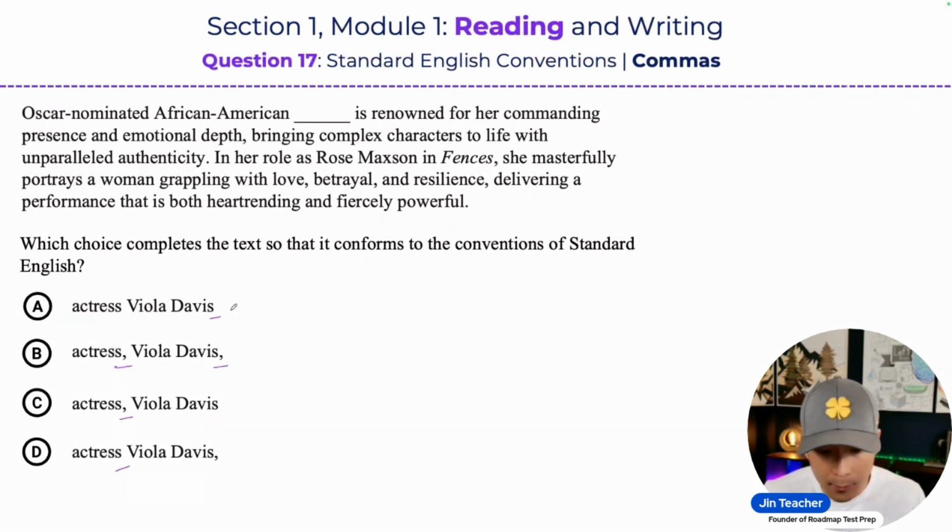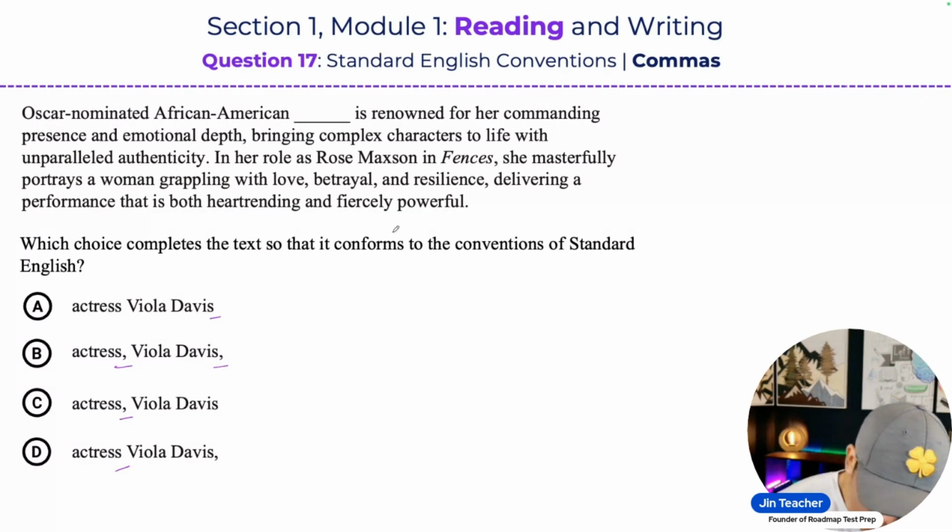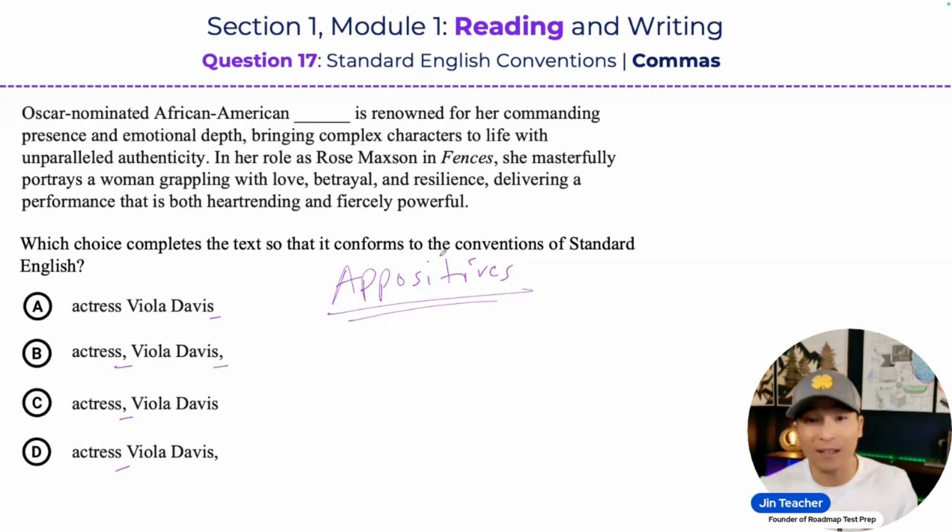One of the most frequently tested comma rules that you have to know, though, is using commas with what are called appositives. Now, some of you guys might have heard this. Most of you guys probably haven't. So this is a very important concept to know because you will be tested on this concept almost always, at least once. And most oftentimes you're going to be tested with commas and this concept. Okay, so let's talk about this.